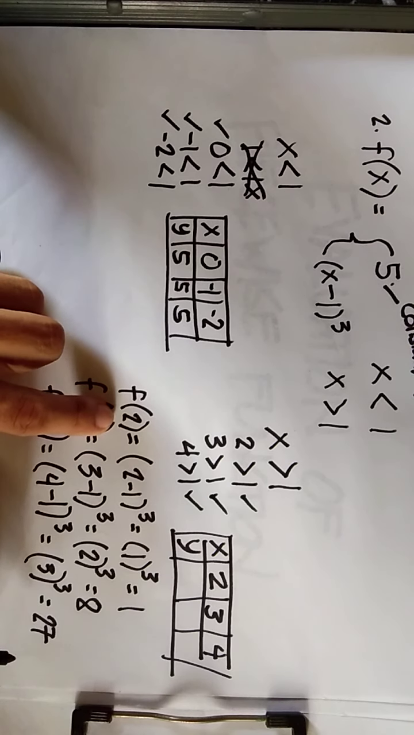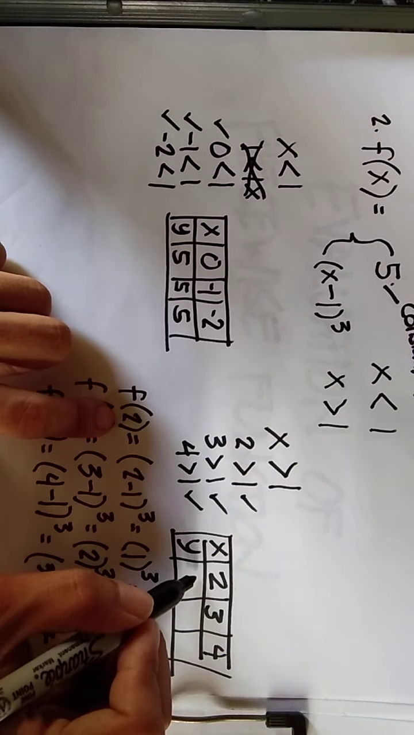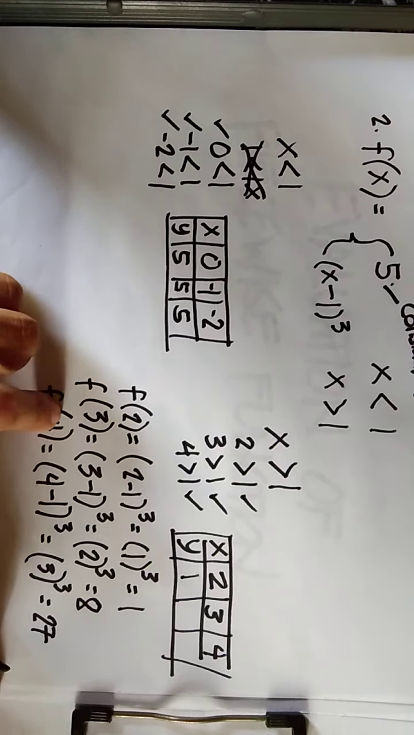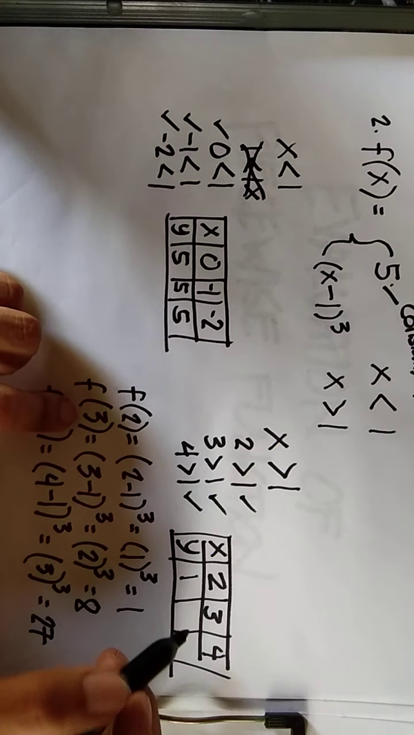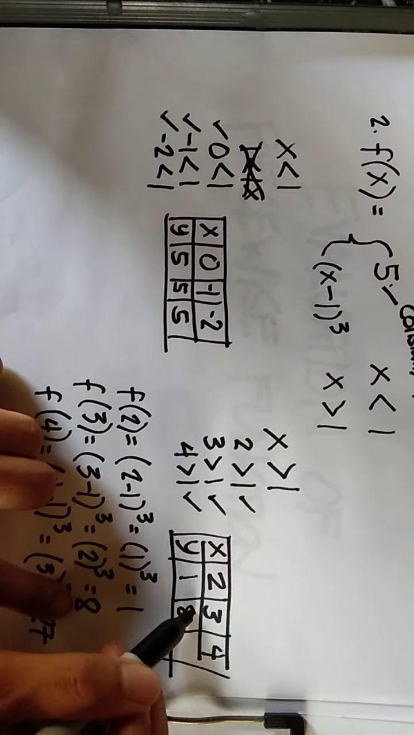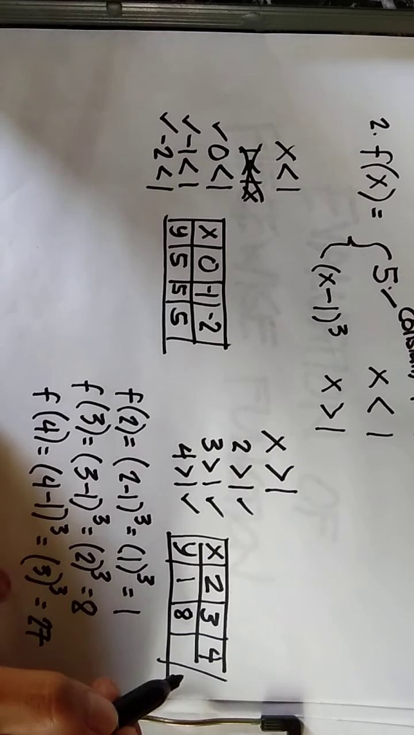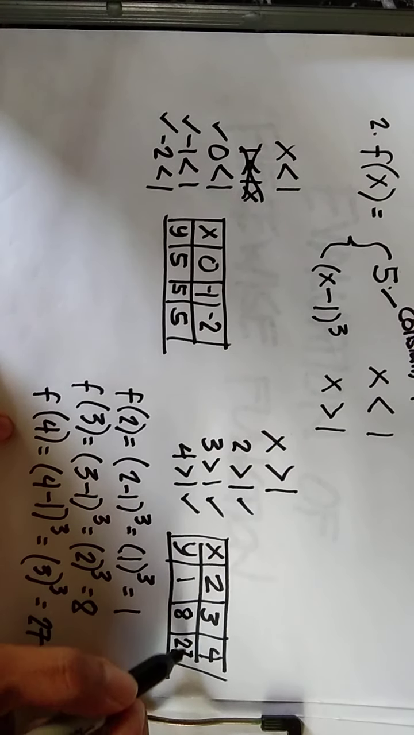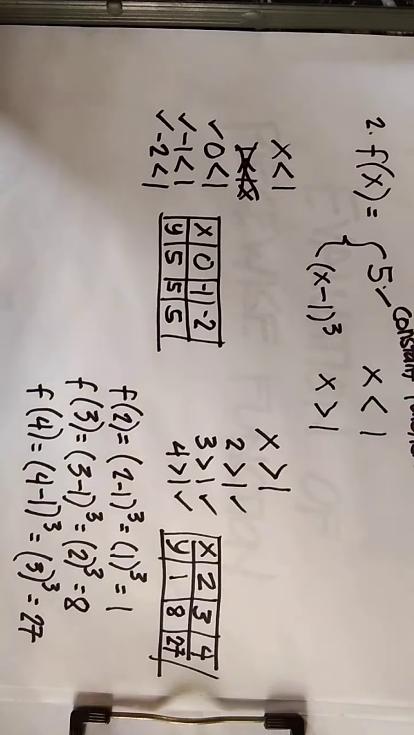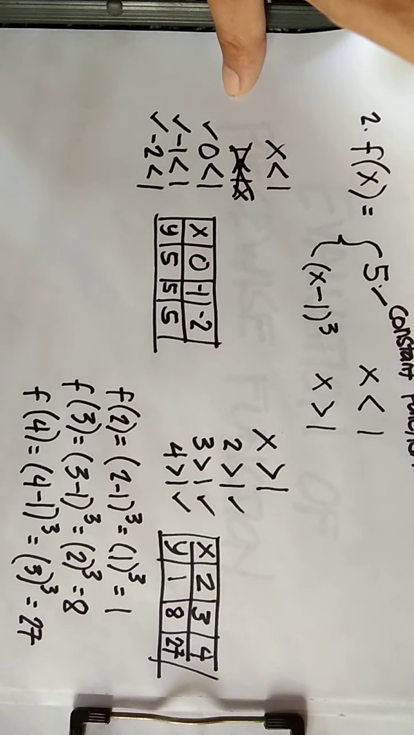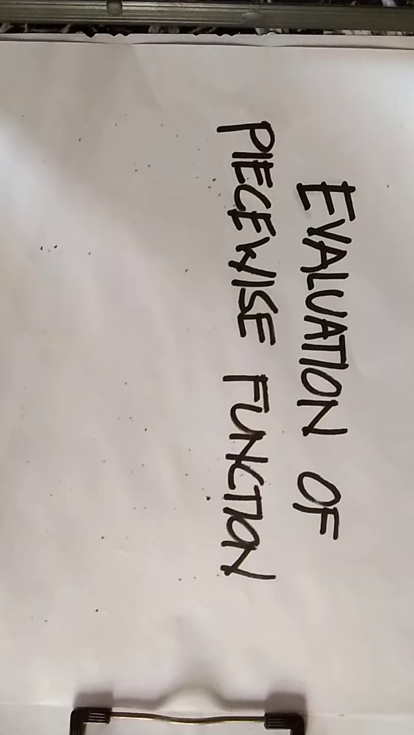So for every f of 2, we have a y corresponding of 1. For f of 3, we have y corresponding of 8, and f of 4 is equal to 27. So that's how you evaluate yung ating given function for our piecewise function.